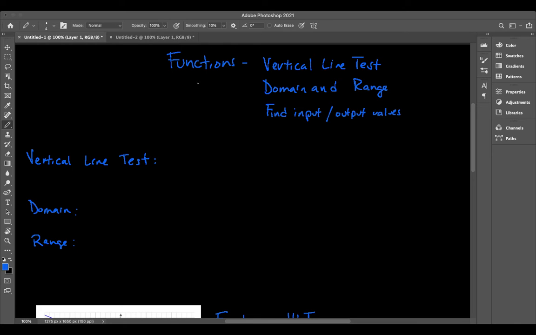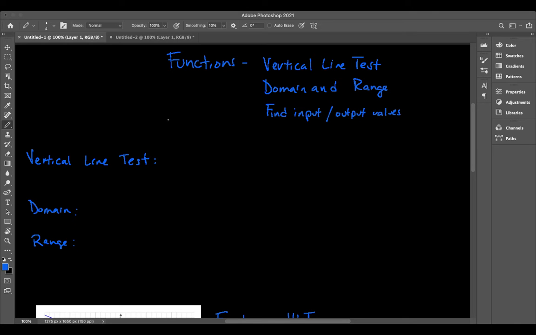So all right, first thing we're going to talk about functions. We're going to talk about the vertical line test. We're going to talk about domain and range and finding input and output values on the graph itself. If you remember from Thursday, we talked about the vertical line test.